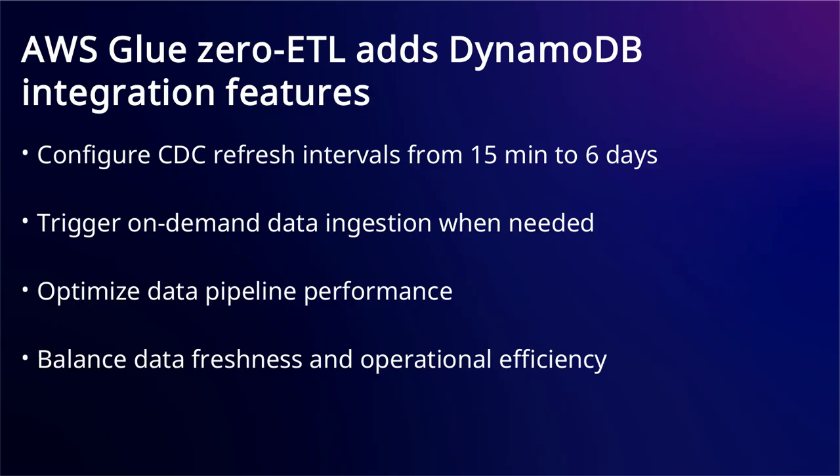The on-demand ingestion feature lets you capture critical data changes immediately, ensuring data is available for time-sensitive analytics or applications. These enhancements bring DynamoDB integrations to parity with other SaaS sources, providing consistent functionality across different data sources in AWS Glue zero-ETL.